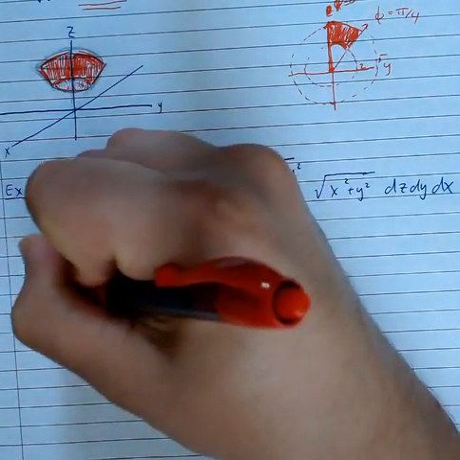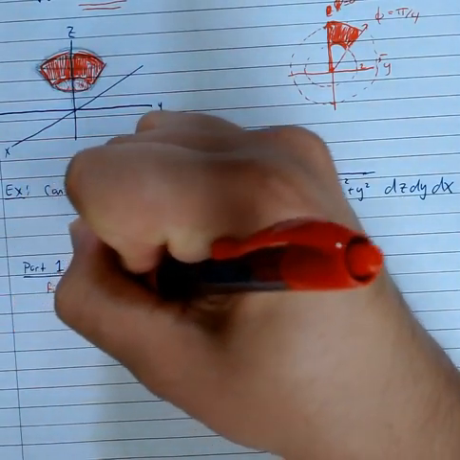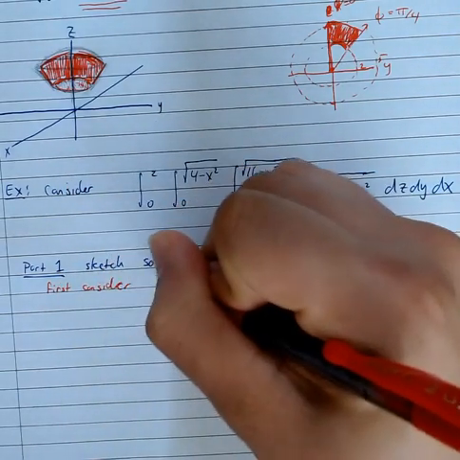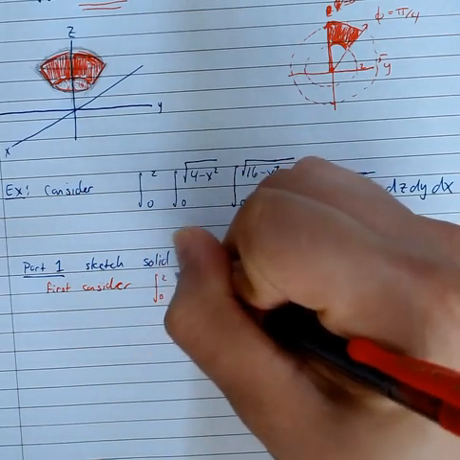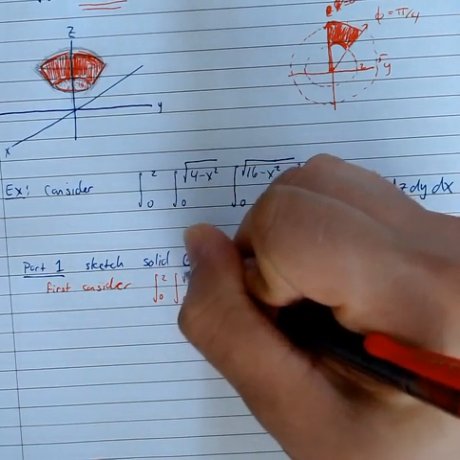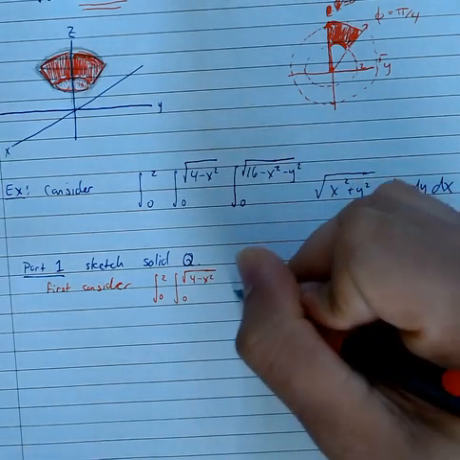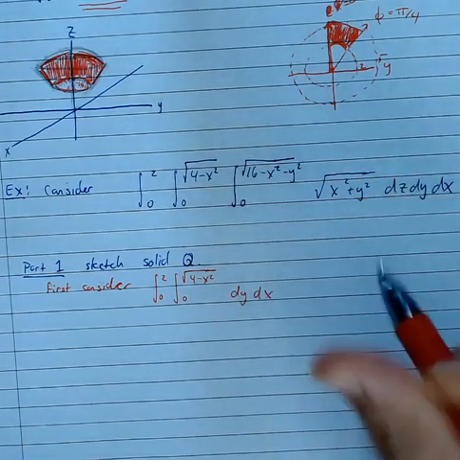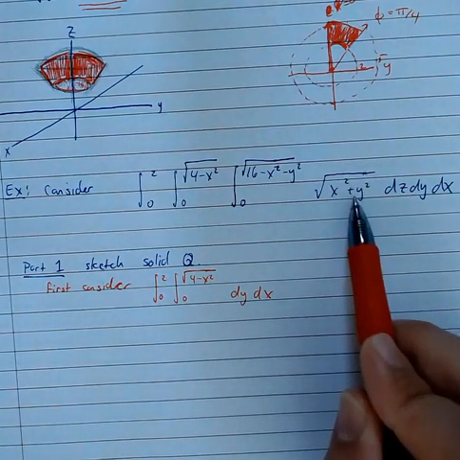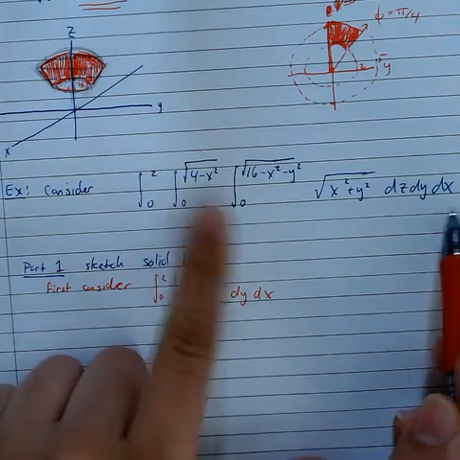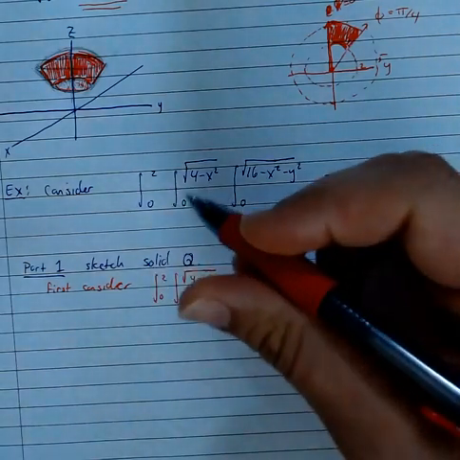So first, consider the plane region. Let's consider the integral from 0 to 2 of the integral from 0 to the square root of 4 minus x squared dy dx. Notice I'm not caring about the function for now. I'm not getting to the point of evaluating. And here I'm only looking at these 2 outer ones. Okay, so let's sketch that.